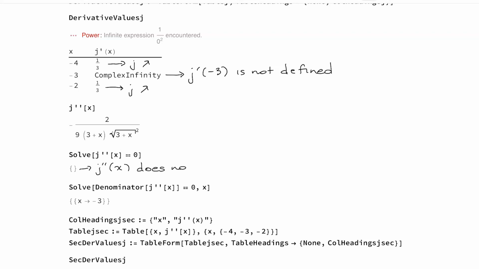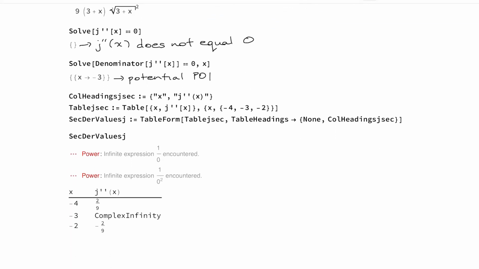Then I look at the second derivative, j double prime of x. Again, I want to set that equal to 0, and I get the empty set. J double prime does not equal 0. But I also want to look at where the second derivative is undefined to find possible inflection points, and that happens at x equal -3. So this is a potential point of inflection. What I want to check is, does the second derivative change its sign on either side of that x value?